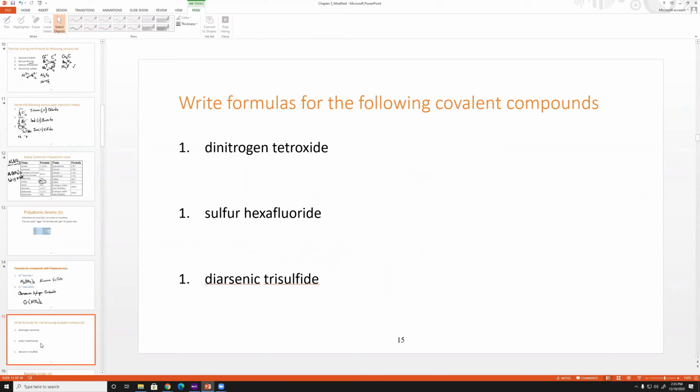Here are some covalently bonded practice problems. So you have dinitrogen tetroxide. Dinitrogen means 2, so you have 2 nitrogens. Tetra means 4, so you have 4 oxygens. These are very simple compared to ionic. Sulfur is just 1. Hexafluoride, so you have 6 fluorines. Diarsenic, so you have arsenic, which is As, and you have 2 of them. Trisulfide, which is S3, so 3 sulfurs.